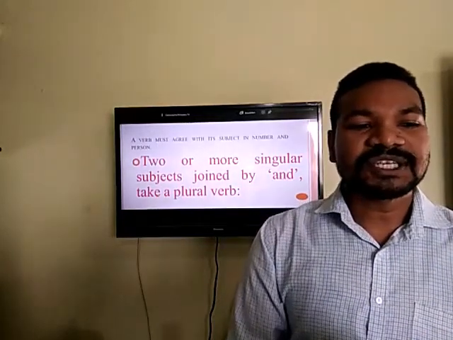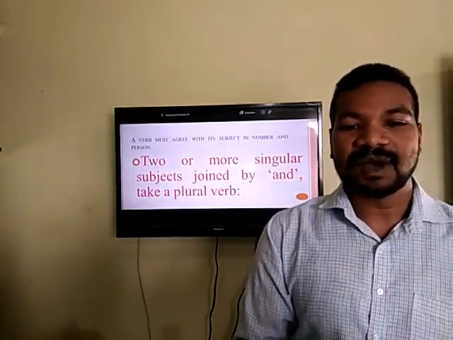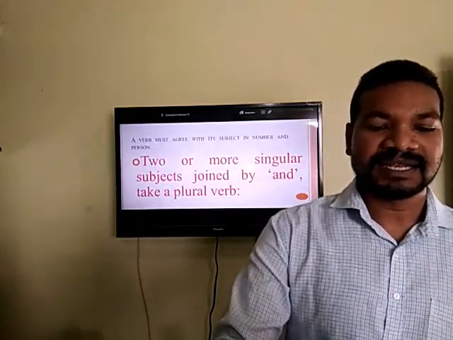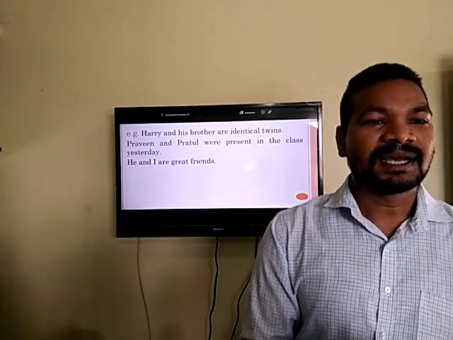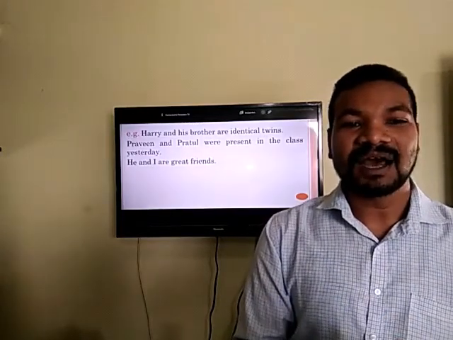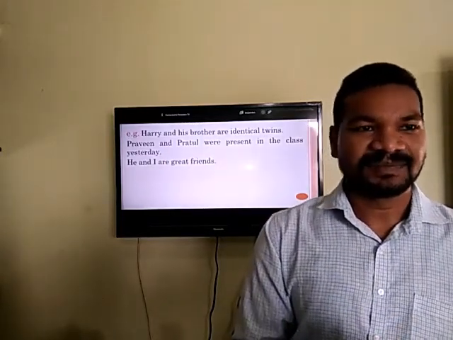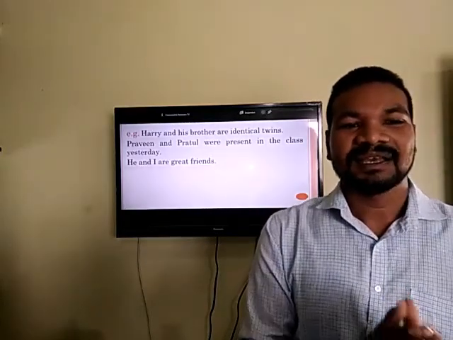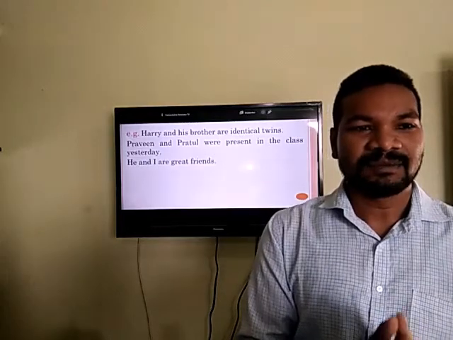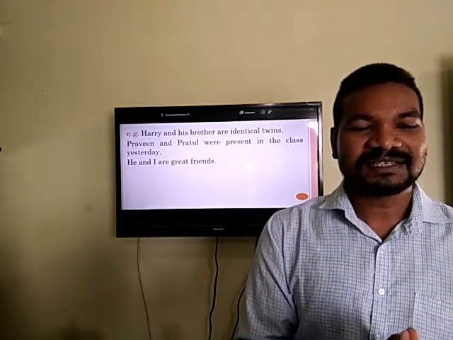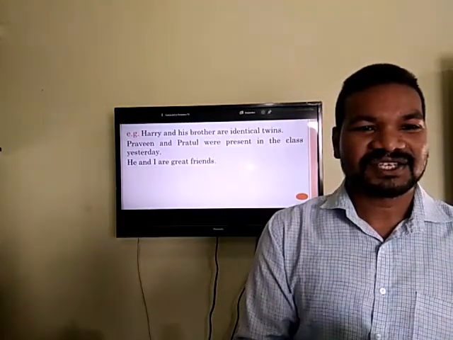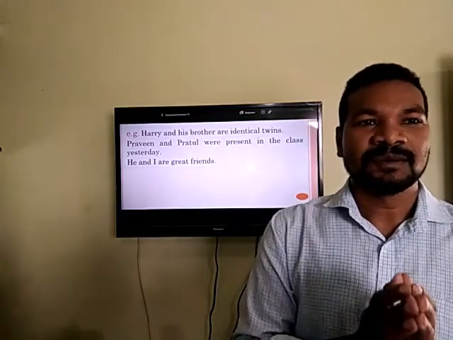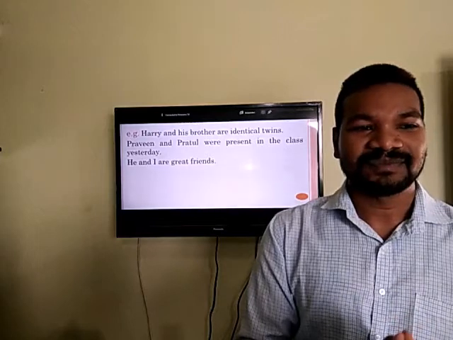Two or more singular subjects joined by and take a plural verb. Let's see the example. Hari and his brother are identical twins. Hari is a separate noun or subject and his brother is separate, but they have been joined by the conjunction and. So therefore we need to put the plural verb are.